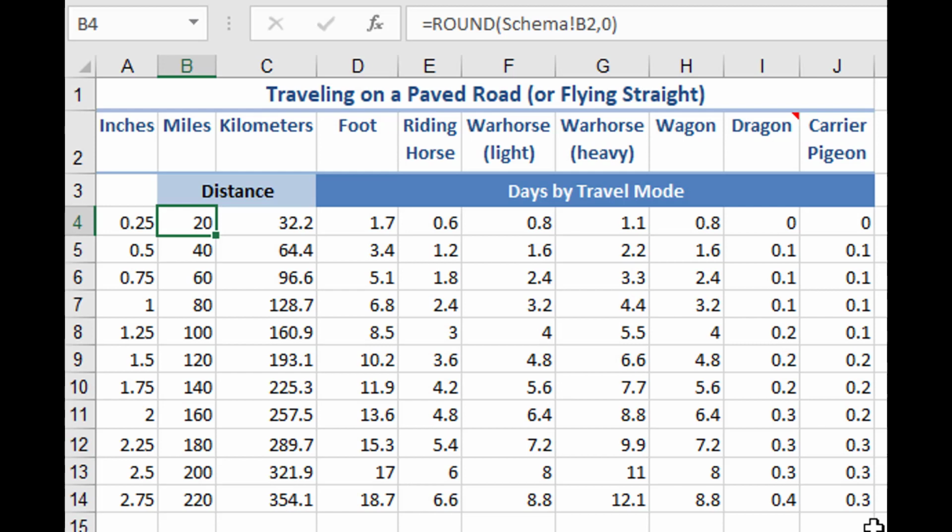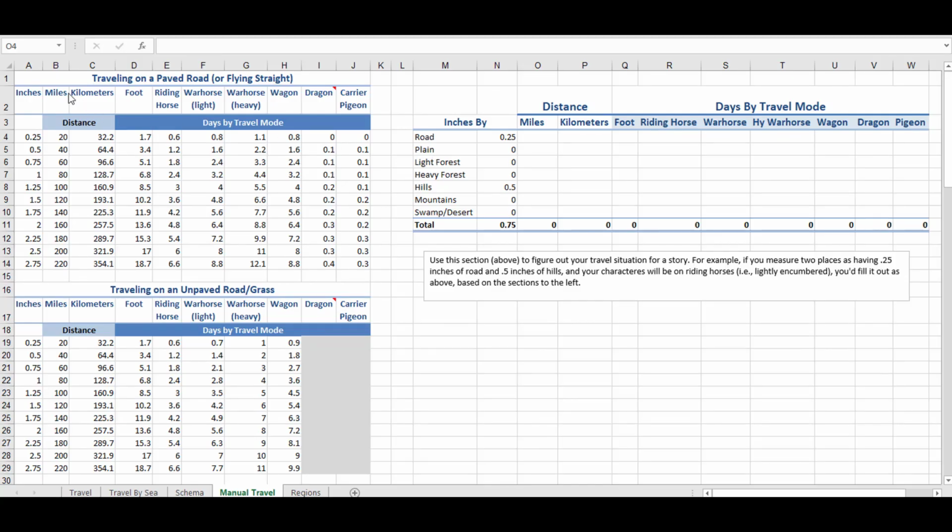You go back to the schema sheet and you change the values there. If you decide that the amount of modifiers is also different, you again change the schema sheet and all these values will change for you. Each of these sections on the left here, like this one, is basically the same as the one below, except they are each using a different modifier.